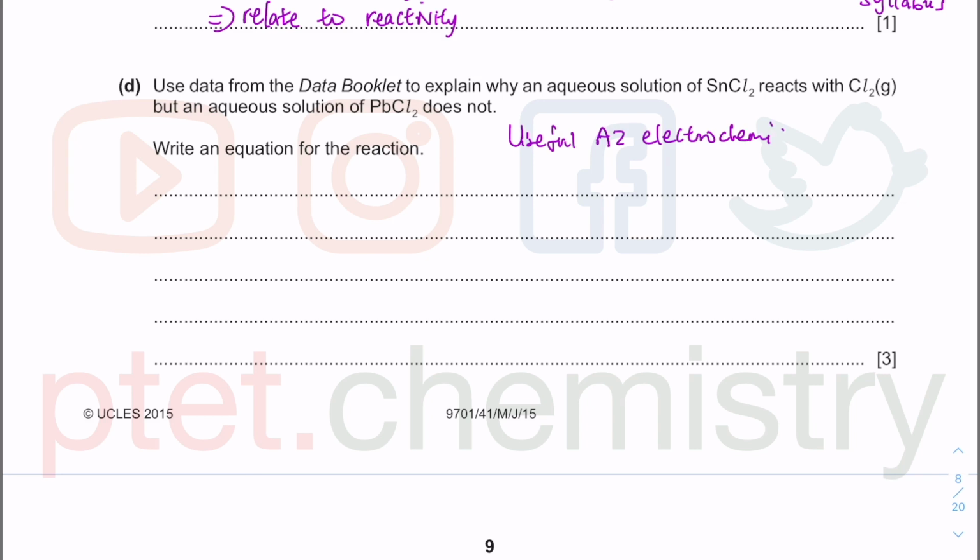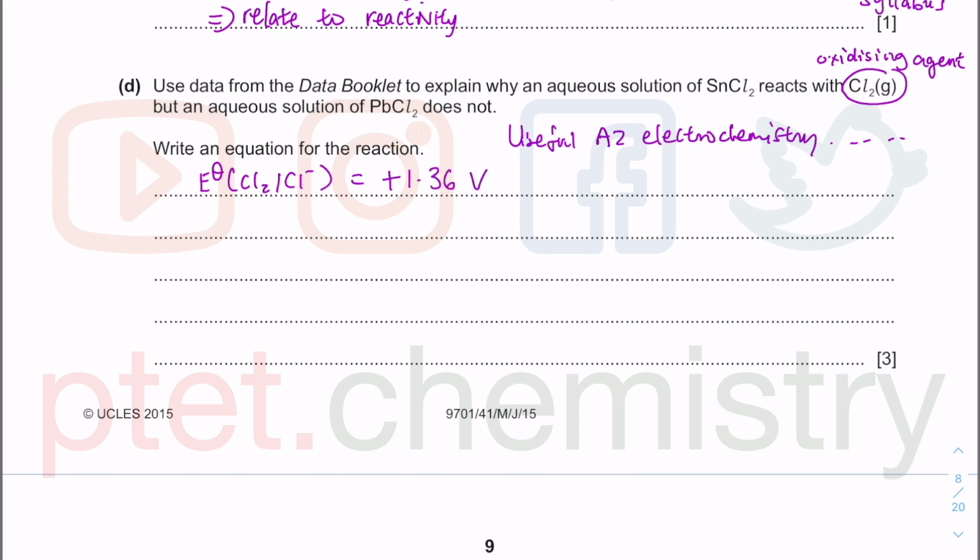So what you need to do is, we need to know that Cl2 is an oxidizing agent. So that's straight from your AS chemistry of halogens. So when that is true, if we look at the E0 value from the data booklet, what does the Cl2 give me? Cl2 plus 2 electrons, that one is plus 1.36 volt.